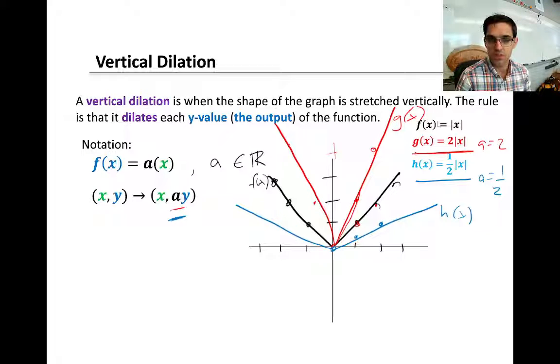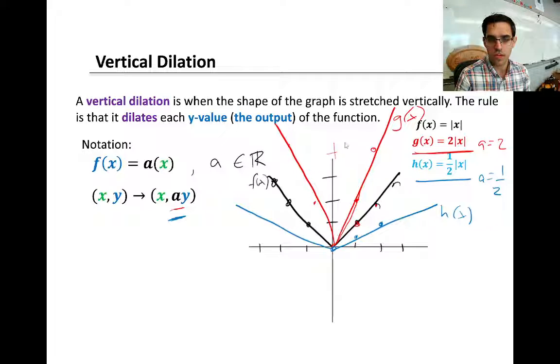So for example, here's our parent function f of x. If g of x is 2 times the absolute value of x, then our a value is 2. We are doing a vertical dilation because the 2 is outside of the absolute value symbols, which are our quote-unquote brackets in this case. So we're multiplying the output by 2. So the point (1, 1) on our parent function becomes (1, 2). (2, 2) becomes (2, 4). Again, the output's multiplied by 2.